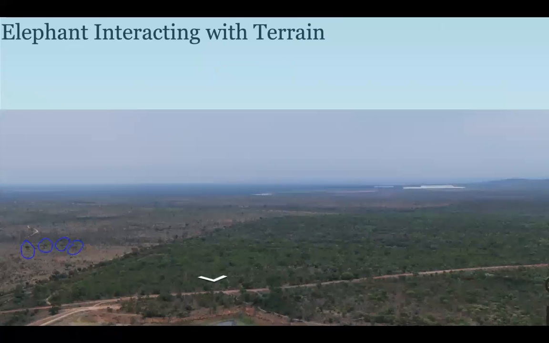So a little bit of overview of how the elephants are interacting with the terrain. You can see from this Google street view how the elephant is interacting with the terrain, and you can see how the vegetation has changed when you compare it to the area where there is no elephant interaction.